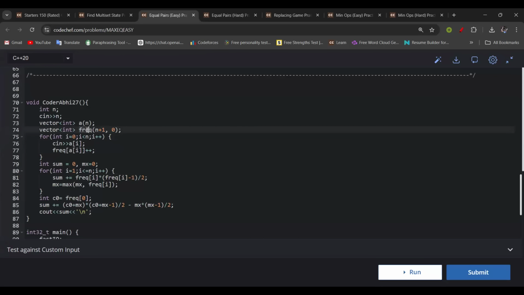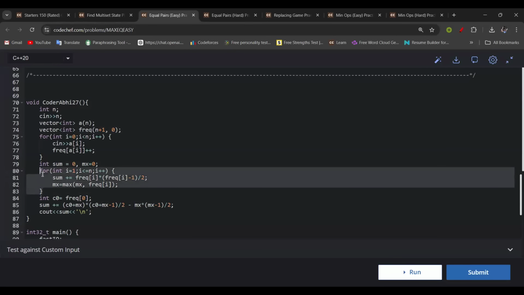Now all the values other than 0 would contribute to my sum. So for i from 1 to n, my sum plus equal to frequency of i into frequency of i minus 1 by 2. So frequency i C 2, I added that to my sum. And in a max variable, I calculated the maximum frequency. Through this, I am calculating the maximum frequency.